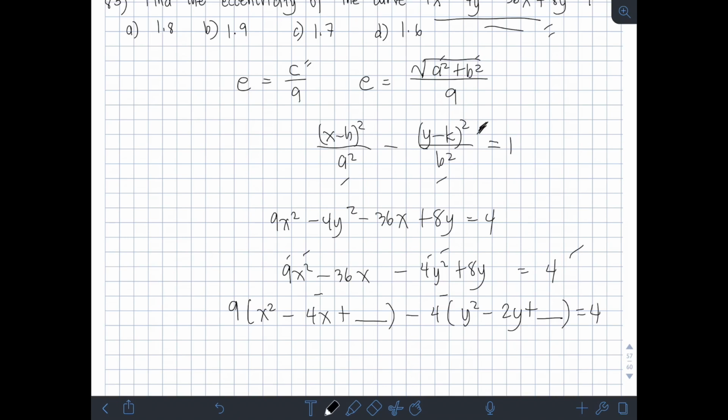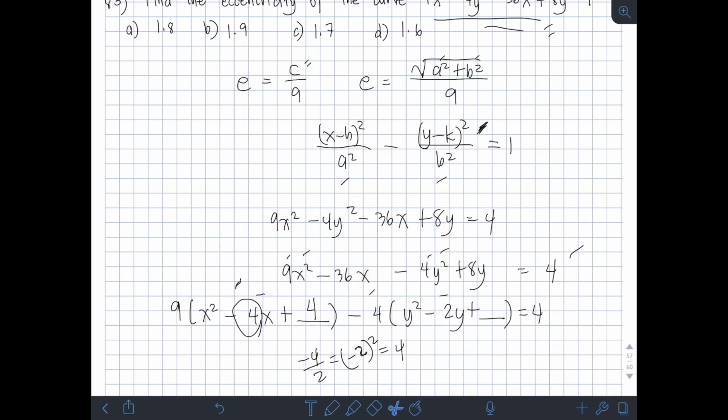So, the numerical coefficient of the x term, negative 4, we divide by 2. Equals negative 2, right? And then we square the answer, positive 4. So we add 4. But equivalently, because we have a 9 factored out, what we are adding is 9 times 4, 36. Okay, so that means we added 36 on the left. To balance, we also add 36 on the right.